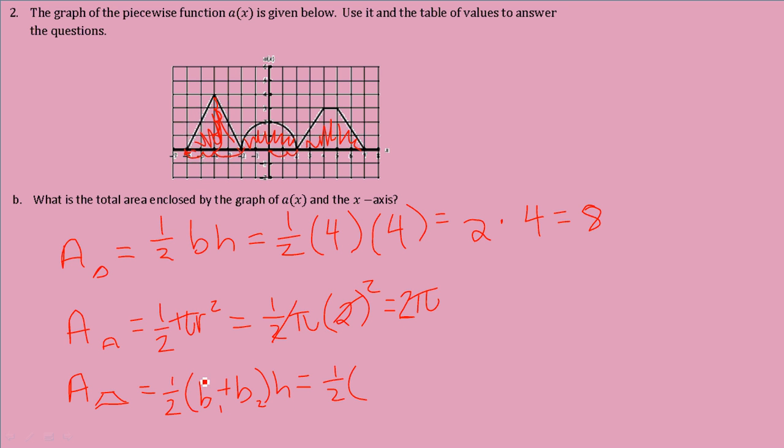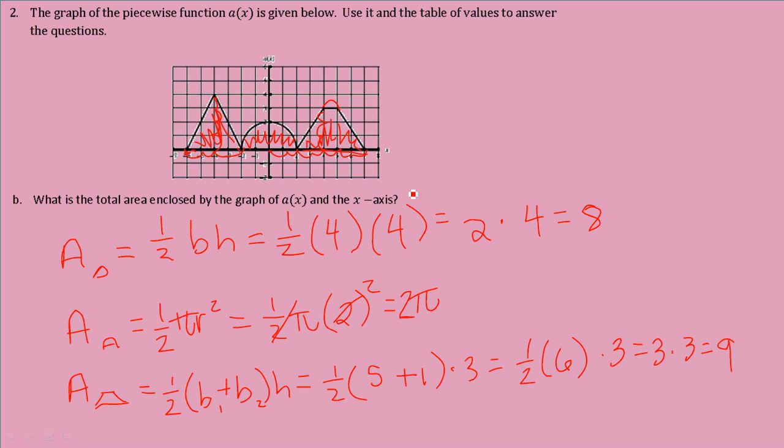Okay, so back to the trapezoid. Base 1 is going to be this down here, so if we count that, it's 1, 2, 3, 4, 5. Base 2 up here is only 1. And then the height is 1, 2, 3. Oops, okay. So we have 1/2, this is going to be 6. And then 1/2 of 3 is 3, so 3 times 3 is 9.